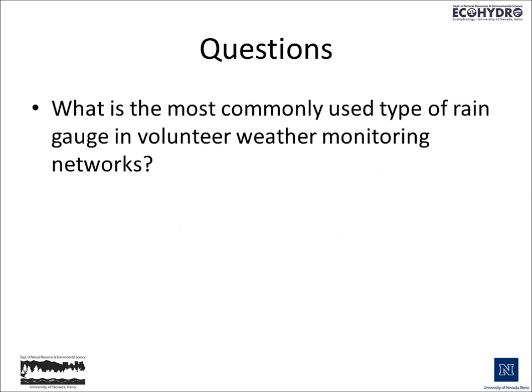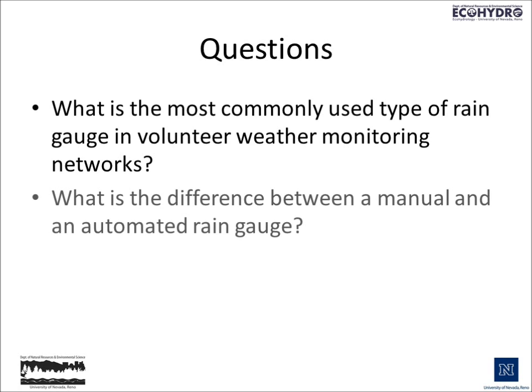So back to our questions. What's the most commonly used type of rain gauge in volunteer weather monitoring networks? It's the manual read gauge. And generally that's a version of the 8-inch rain gauge. So most of the data that we see from the volunteer weather monitoring networks in the state of Nevada and elsewhere comes from a manually read 8-inch rain gauge, or some version of that.